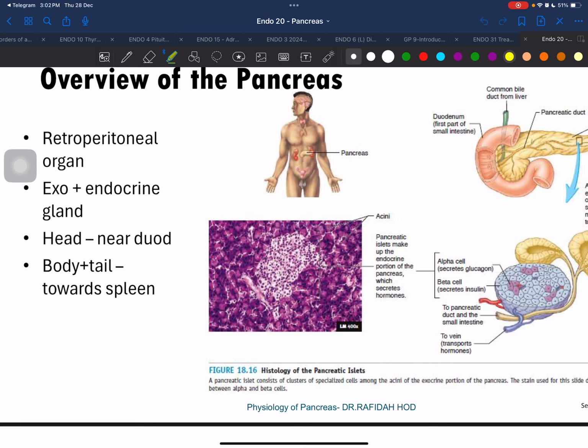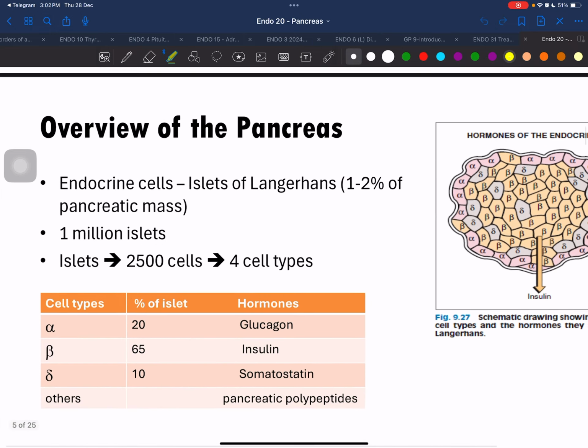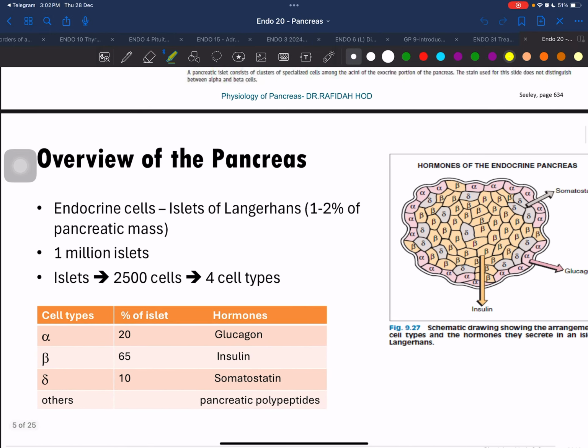Jadinya the structure of the islets lah. What we are concerned with, kita nak belajar on the endocrine, not the exocrine. So the endocrine parts of the pancreas ni, it is of the islets of Langerhans. So there are a lot of islets of Langerhans, maybe a million or more. So in each islet of Langerhans ni, dia ada banyak cells.